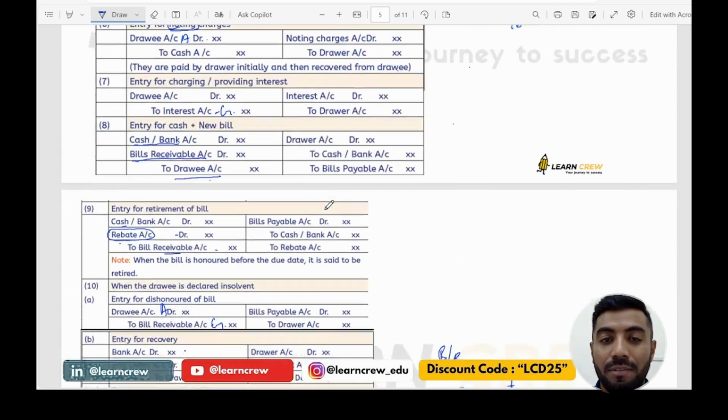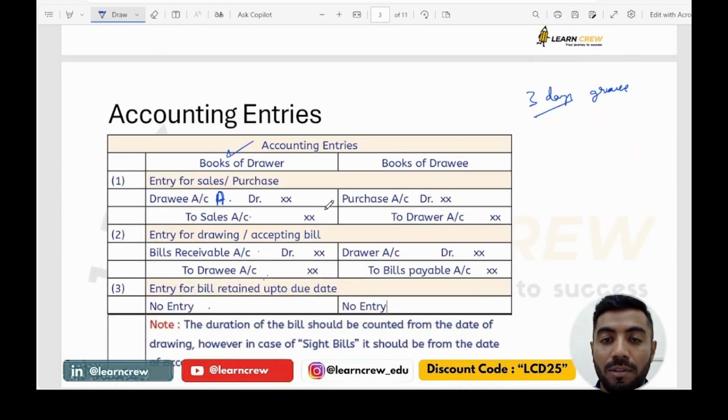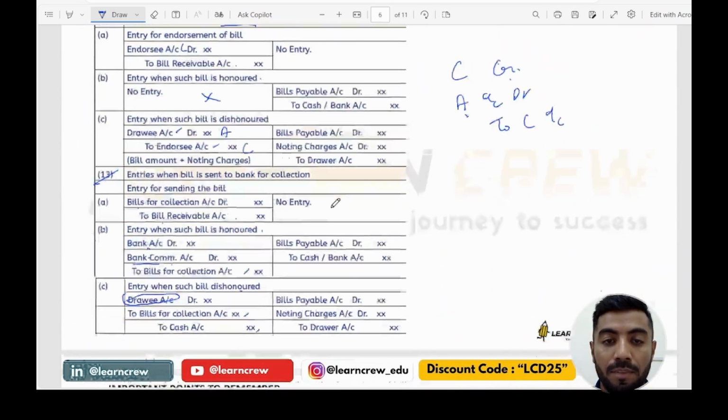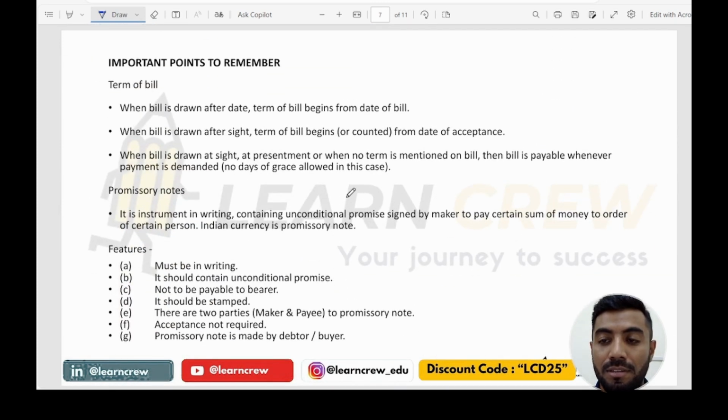The similar entries are there for the drawee also. You can just go through this. Okay, there's nothing complicated here. We'll just run through the important points, then we'll wind up the topic. The important point to remember is the term of the bill. When the bill is drawn after date, the term of the bill begins from the date of the bill.